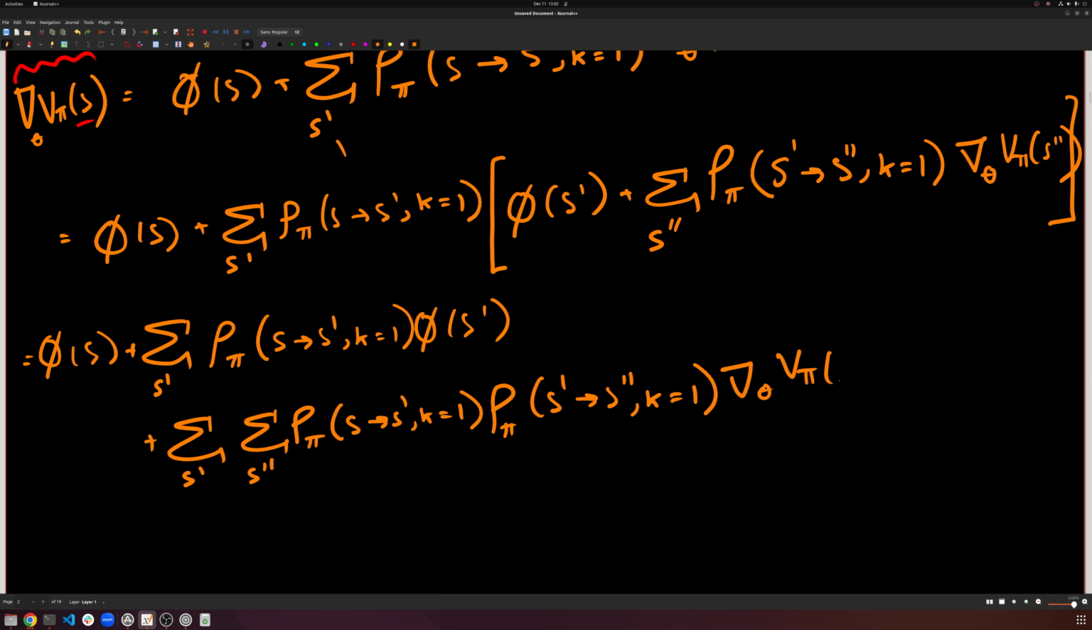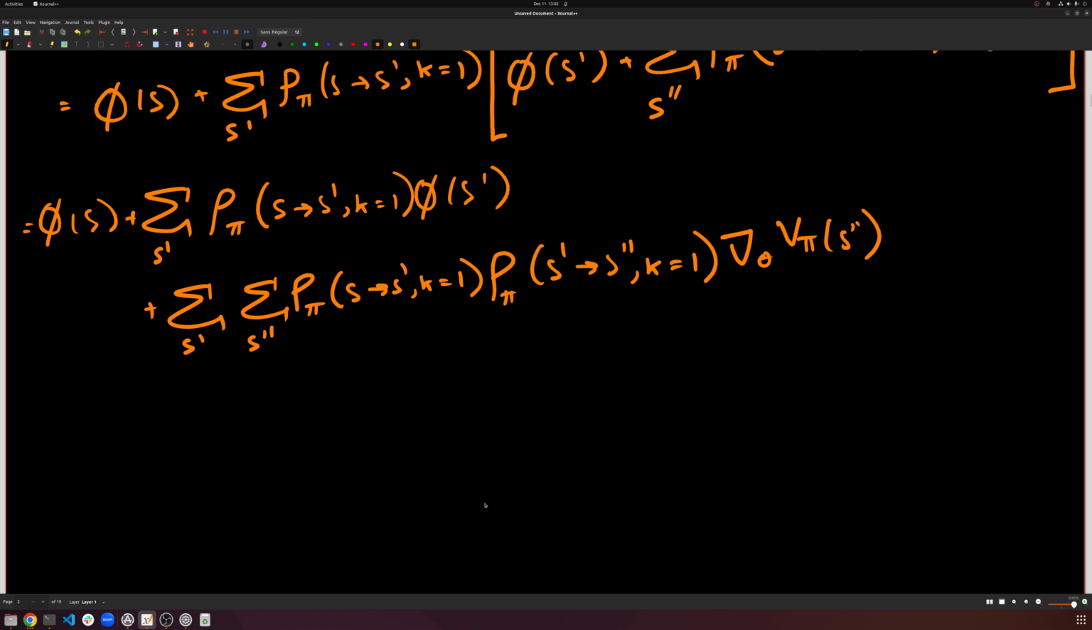So value pi for s double prime. But do you notice a little bit of a simplification we can do right here? Notice that this is the transition from some state s to s prime in 1 step. And this is the transition from s prime to s double prime, also in 1 step. Well, that's the same as just going from s to s double prime in 2 steps, right? That's an equivalent thing to say.